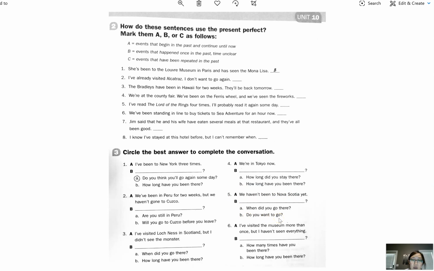And then number 6, I've visited the museum more than once, but I haven't seen everything. The answer is, how many times have you been there?